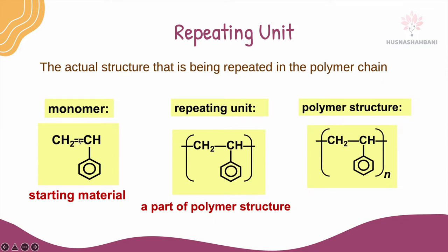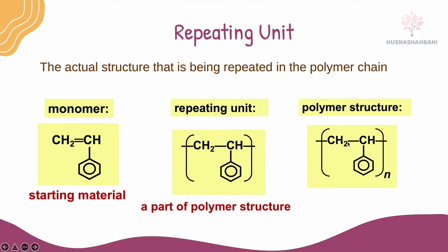Okay, this C double bond C, one of the bonds, one electron will be transferred to this carbon, and one more electron to the other carbon. This one electron will be shared with one more carbon here, from another monomer, with one electron, then two electrons will form one bond over here. So that is the repeating unit. This new bond is formed, but you only show one. This is how you draw the repeating unit, and this is how you draw the polymer structure. You don't need to draw a lot of repeating units to show the polymer structure.